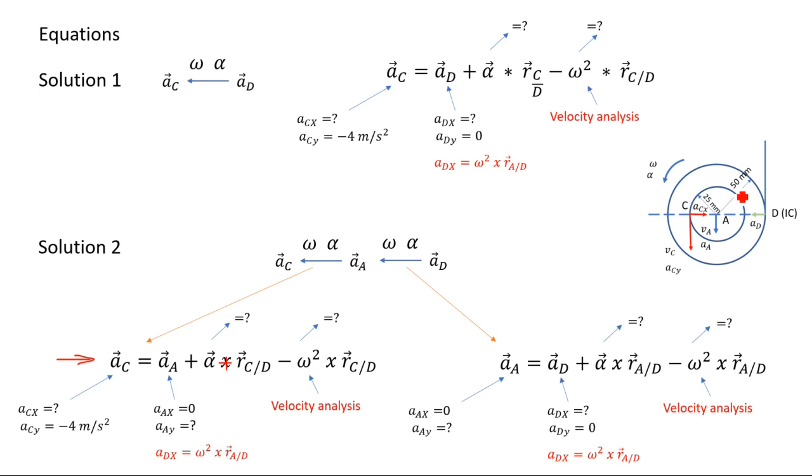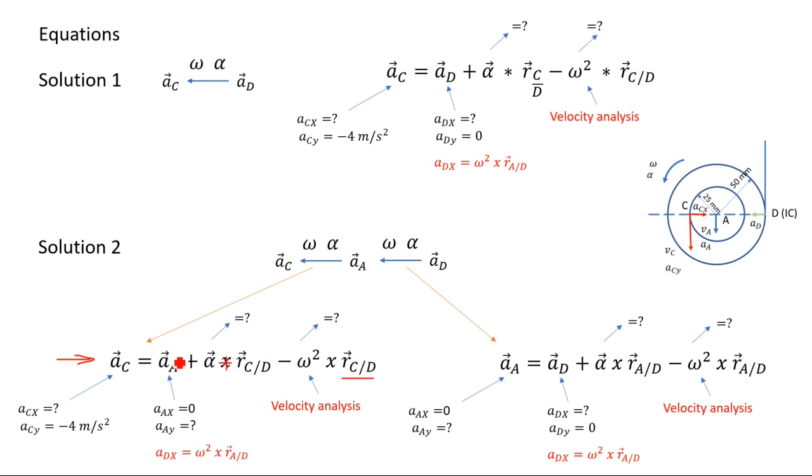Then we said that by using the velocity analysis, we can find the value for the omega. We can square it, and then multiply it by the 0.075 i. Now, after we find that, if I know what the AY is, then I can write down the relative acceleration equation for A relative to D. Then I can solve for the value of the alpha or the value of the omega.